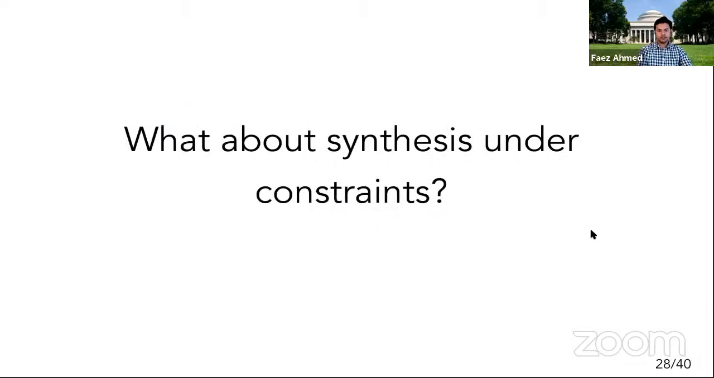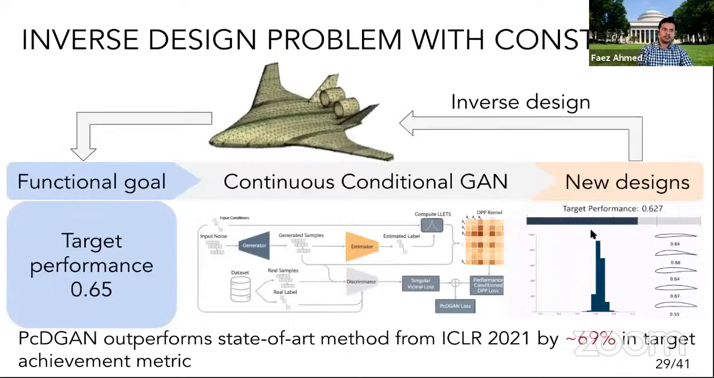Great. So again, we talked about performance, but when you're creating new designs, you also think a lot about constraints. So for instance, this is an inverse design problem where what we want is to create airfoils which have a specific performance. So that's more like a constraint, that I want a design which meets exactly 0.65 value of performance. And you can think about how you achieve this in a continuous conditioning case?